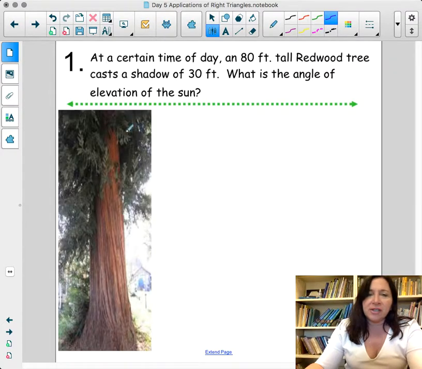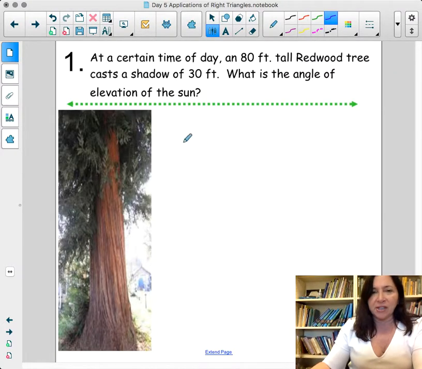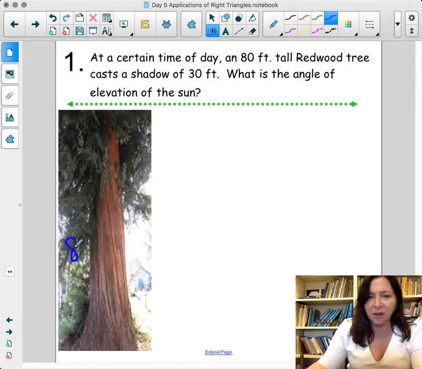So the next questions are more of application problems. It says at a certain time of day, you have an 80-foot tall, so there's my 80-foot tall redwood tree. It casts a shadow of 30 feet.